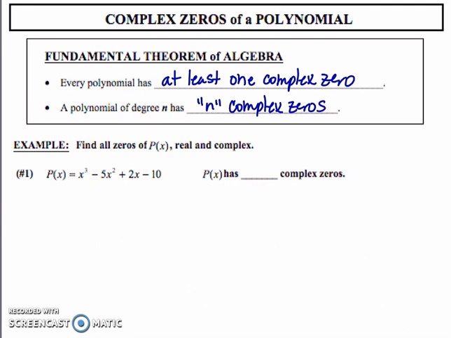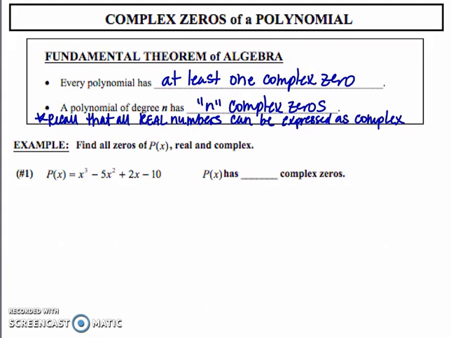Now I know what you're thinking. You're thinking, wait a minute, that's not true. A lot of polynomials have all real solutions, but recall that all real numbers can be expressed as complex. It's just that the complex part of the number is zero.